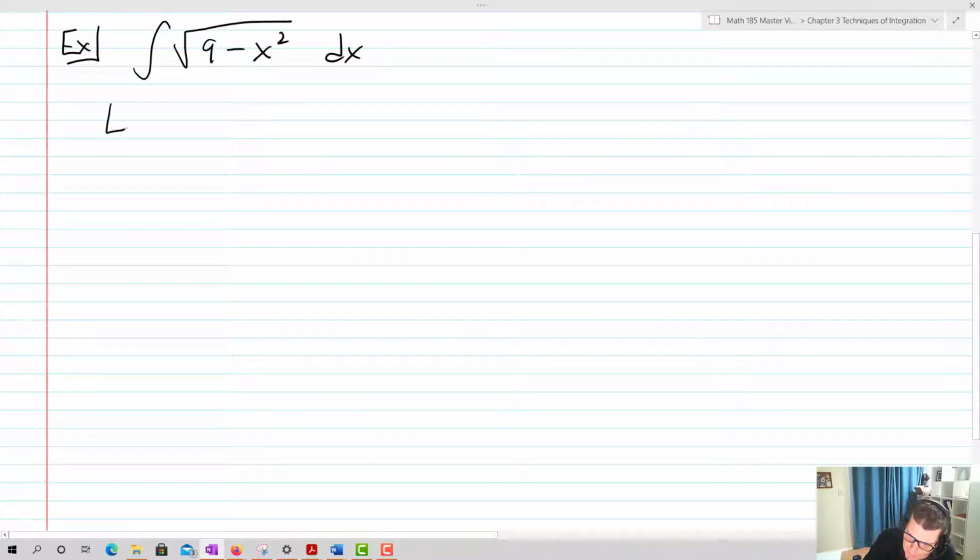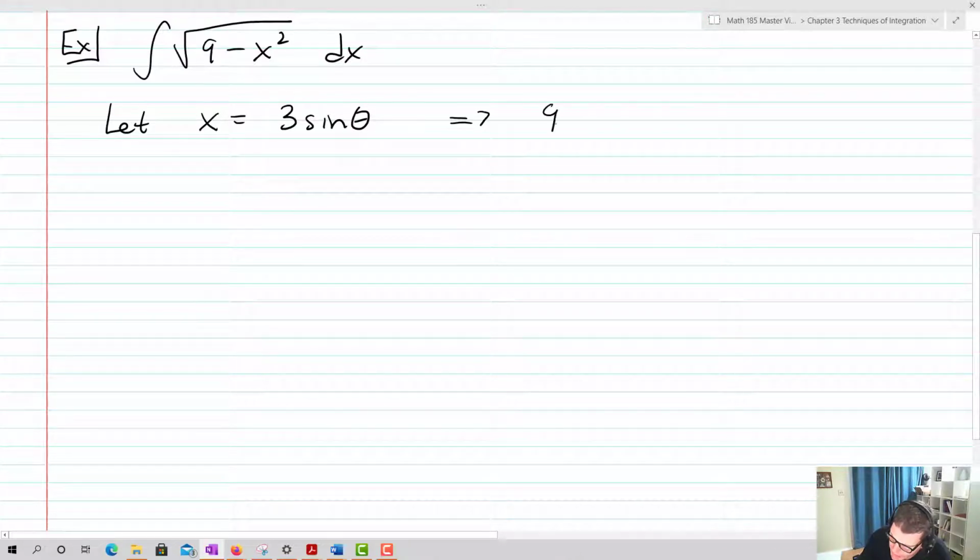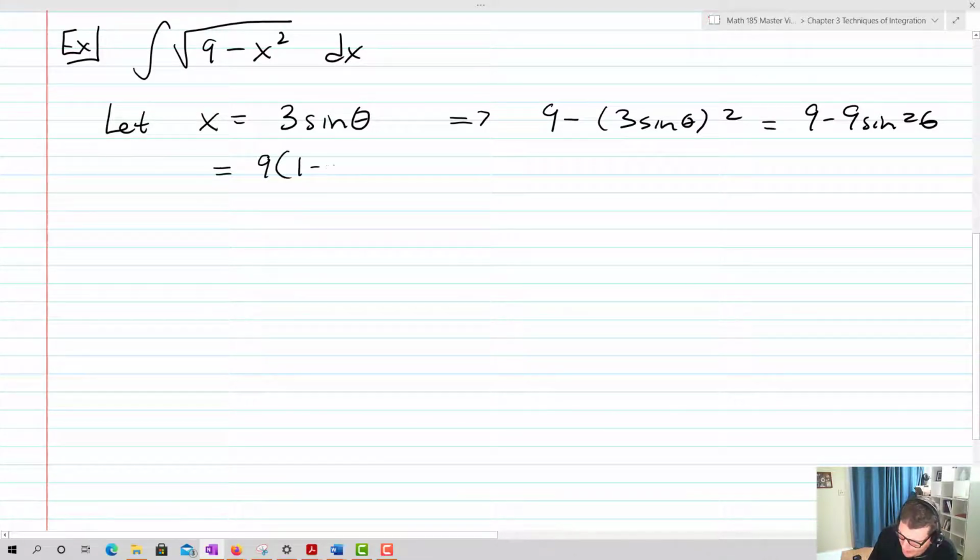So, let's say, for example, I'm going to let x equal 3 sine theta. The reason I'm going to do that is because when I substitute, I'm going to get 9 minus (3 sine theta) squared, and that's equal to 9 minus 9 sine squared theta, which ends up equaling 9 times (1 minus sine squared theta), which equals 9 cosine squared theta.